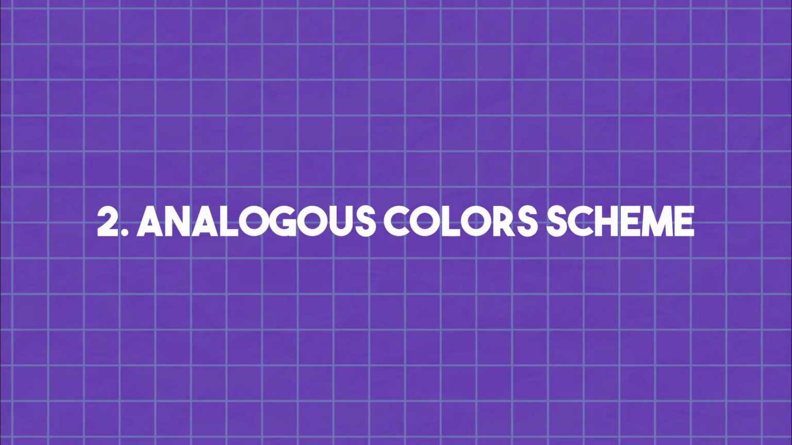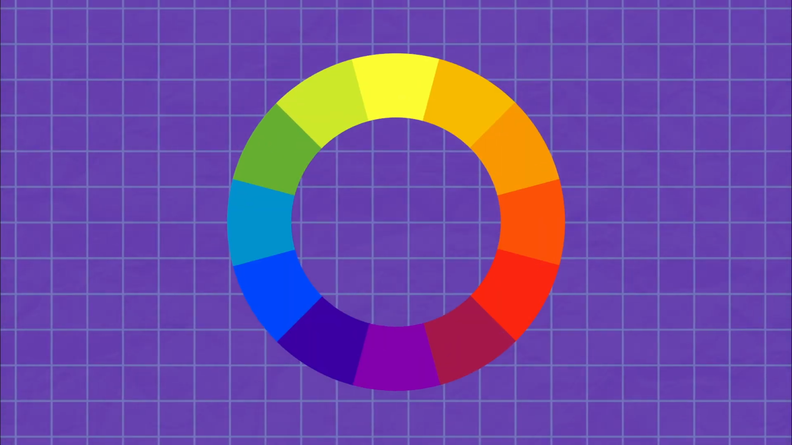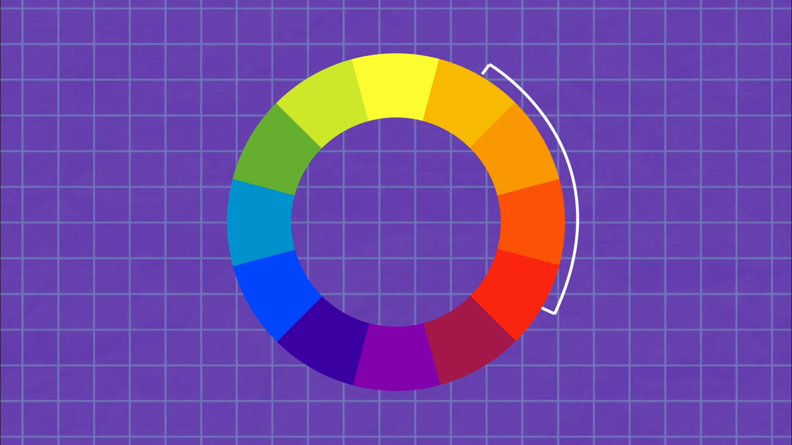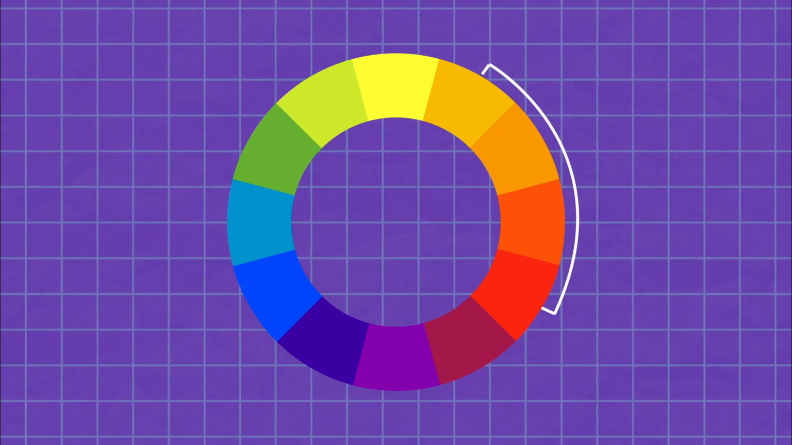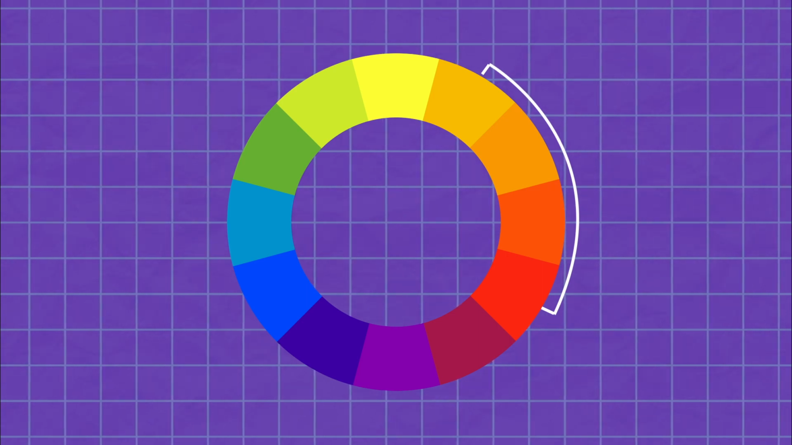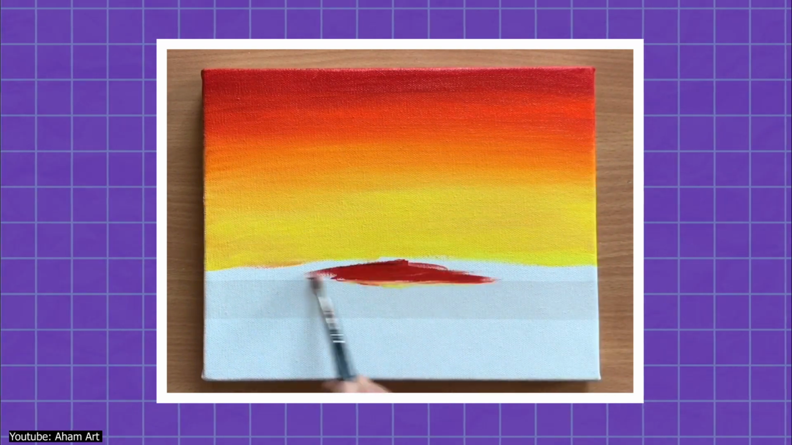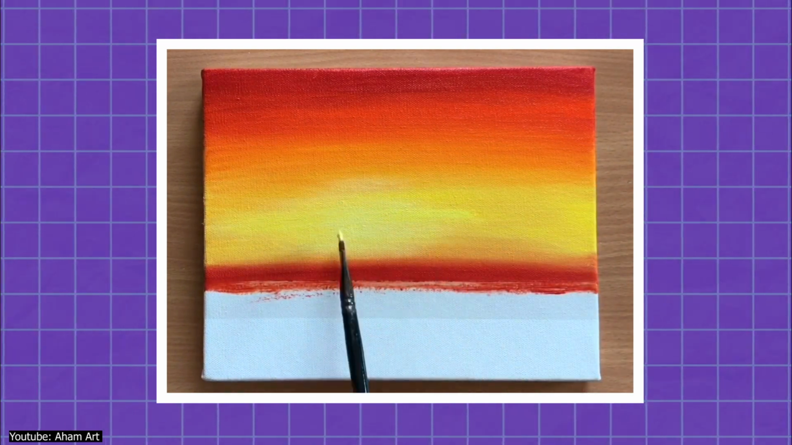Analogous color scheme. Analogous colors are the 2 to 4 colors sitting next to each other on the color wheel. They're close in terms of hues, therefore looking harmonious despite having to work with up to 4 different colors. Just like when painting a sunset, we can mix yellow, orange, red, and yellow-orange.